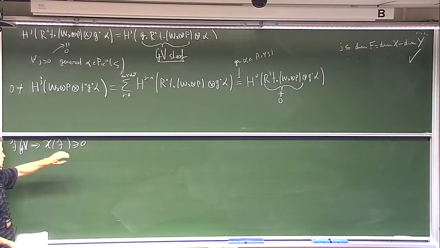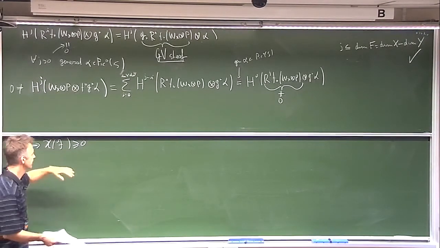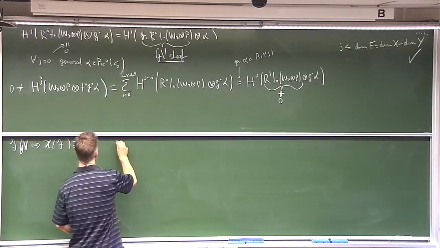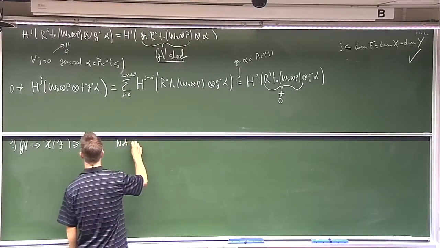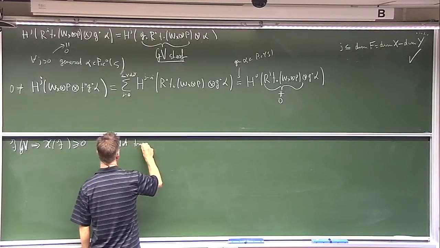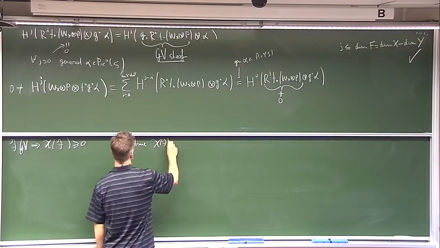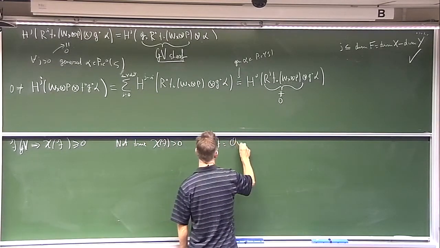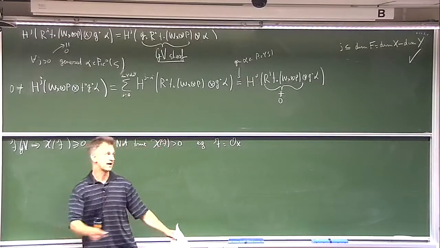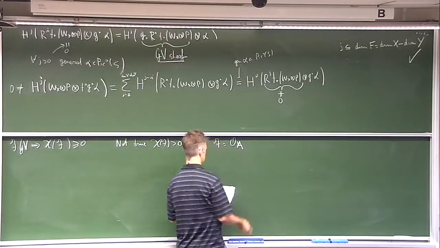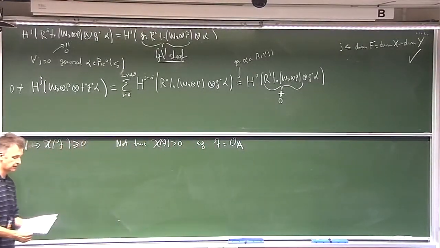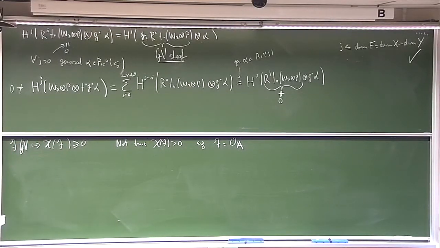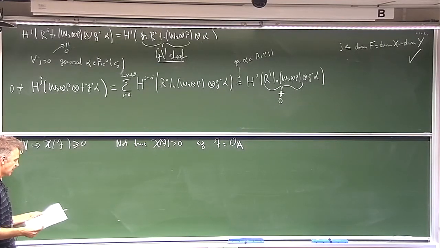So it's not true that the Euler characteristic of F is greater than 0. For example, F equal to O of A. That's definitely a generic vanishing sheaf, but it has trivial Euler characteristic. Okay, but I can still say something interesting.